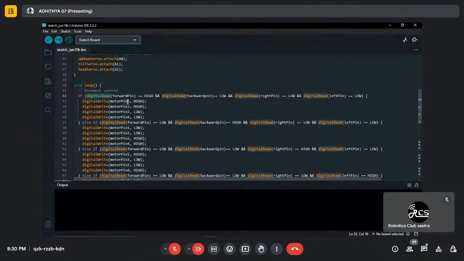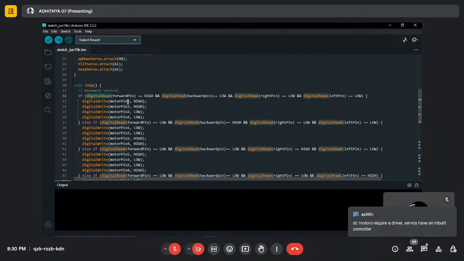Depending on that and our application, we need to code this. Here we just need it to go forward, so motor pin 1 is high and motor pin 3 is high, so it goes forward. You might wonder why I am giving low for the others. This is to make sure that when you press forward, it goes forward only, just to make sure of it.